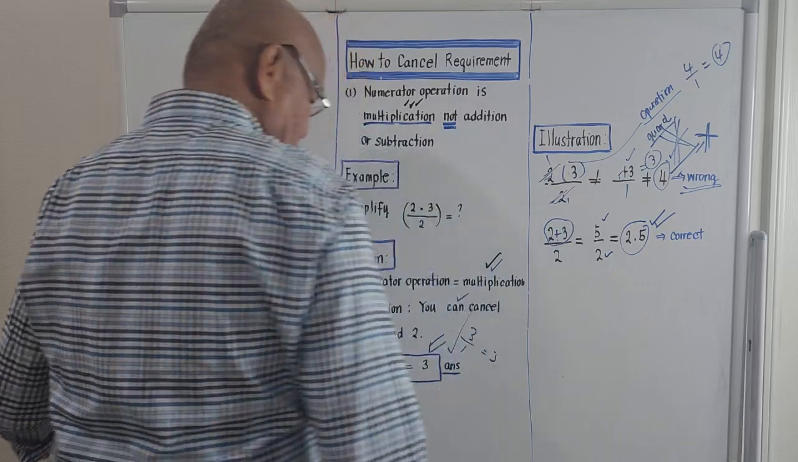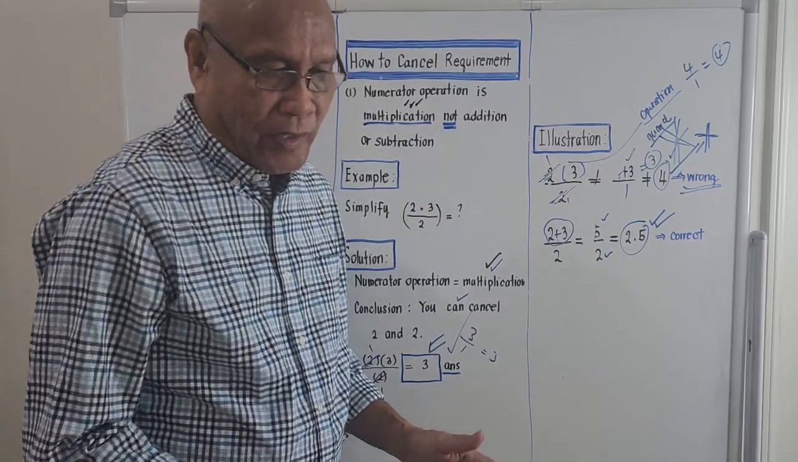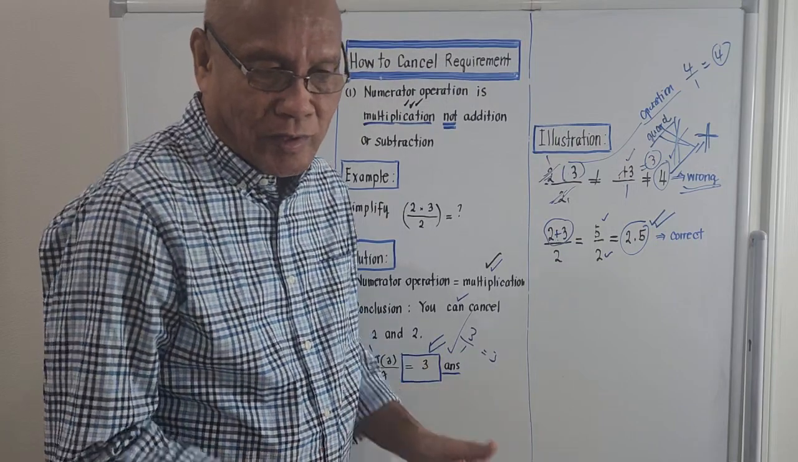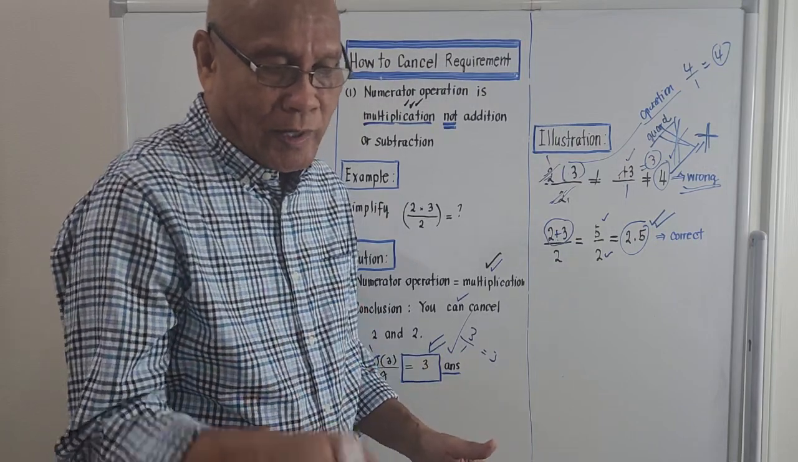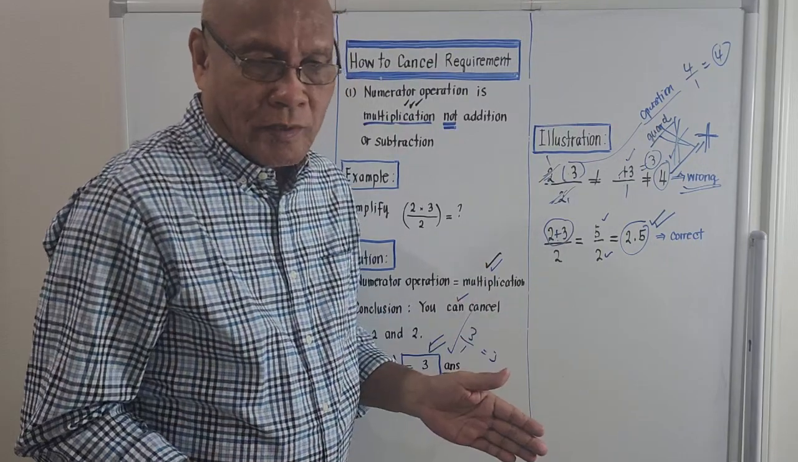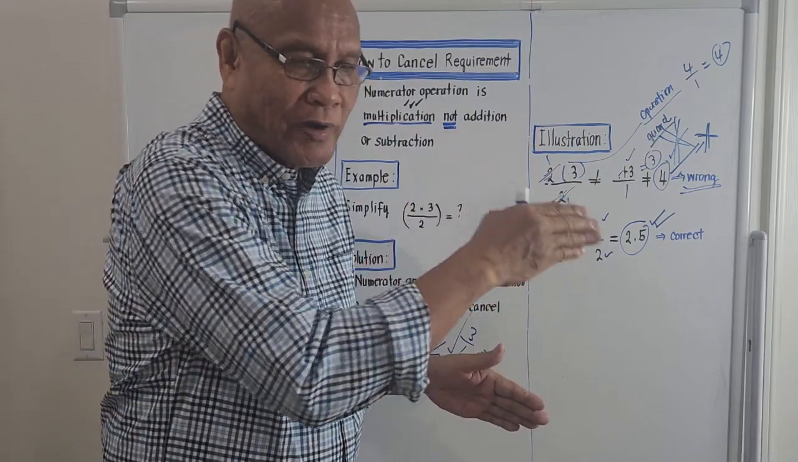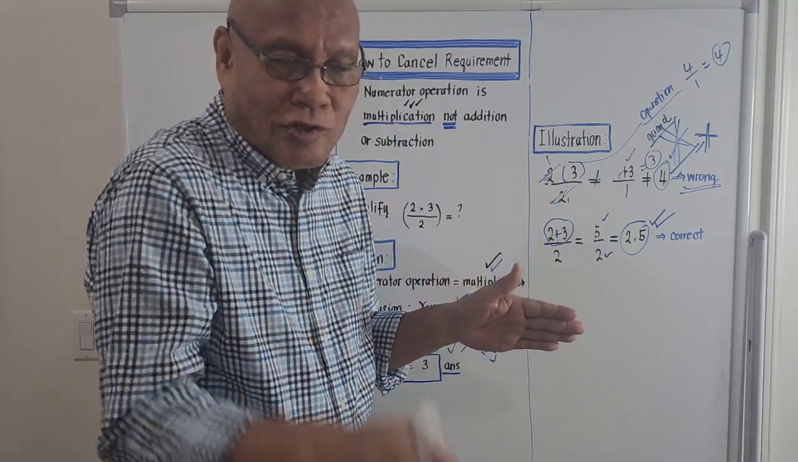For those who are taking up SAT or CAT and you try to avoid cancellation errors, the number one thing you will ask yourself is, is the operation in the numerator multiplication? If the answer is yes, you can make some cancellations for both the numerator and denominator for similar terms.